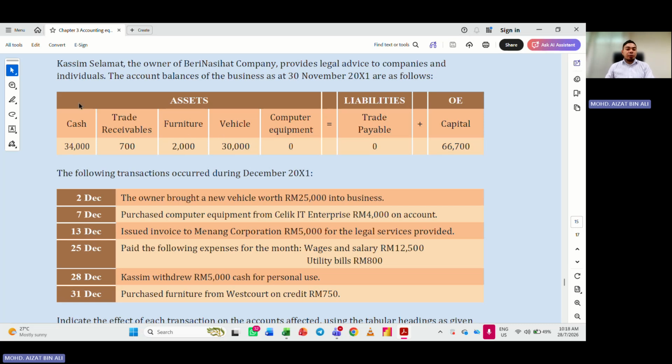Firstly, when we receive this question, you have to record all the headers if they are provided. If they are not provided, you have to create your own headers based on the transaction. And then record all the opening balances. So firstly, let's do that.